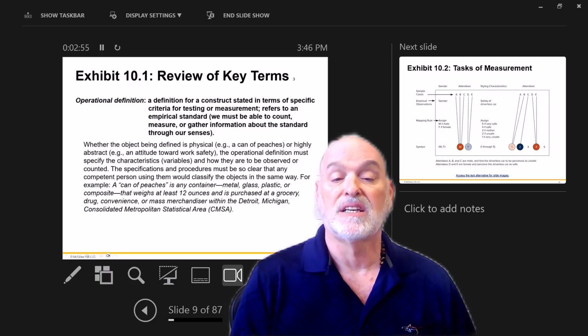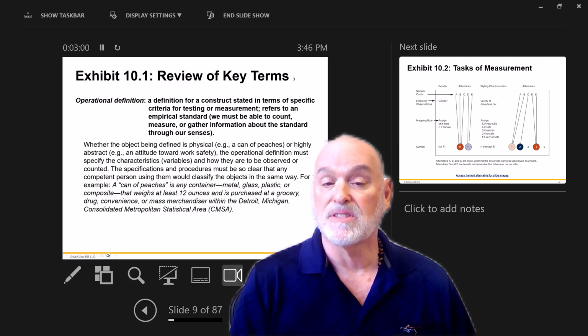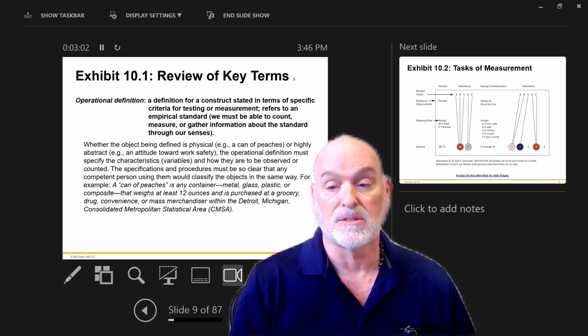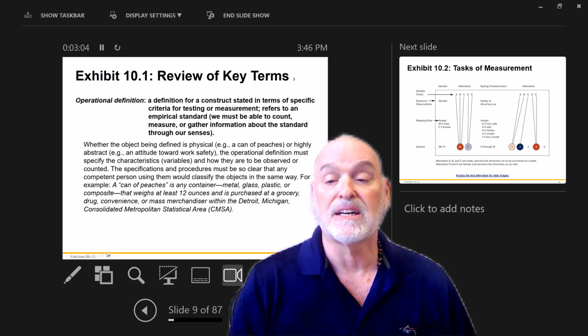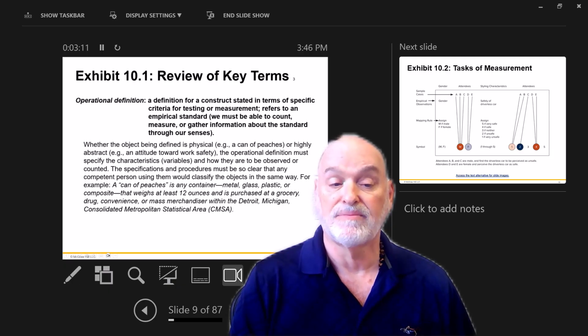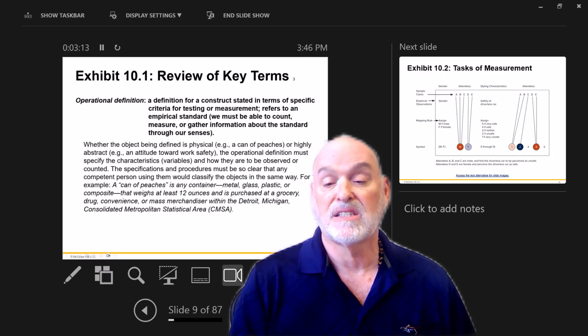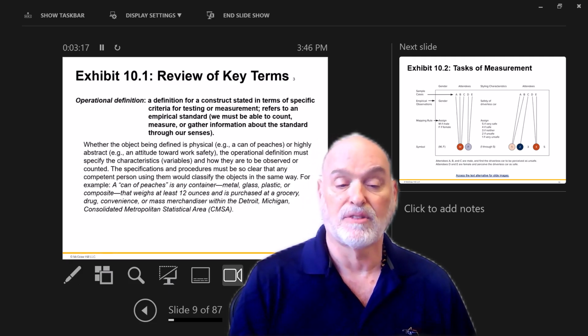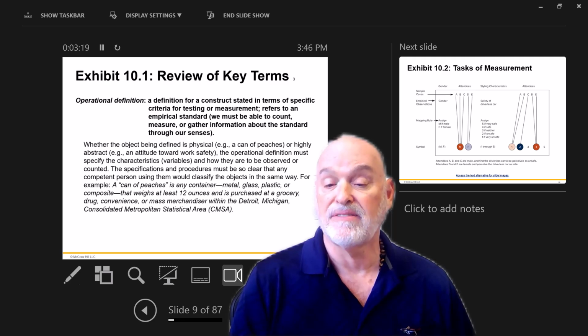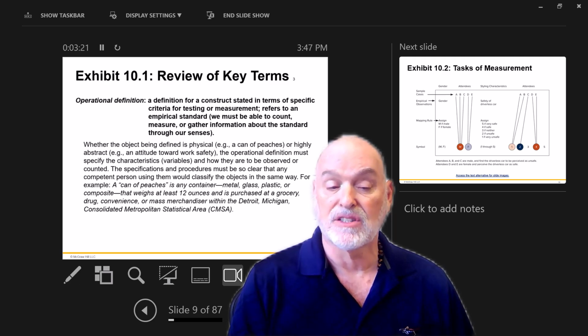Operational definition: a definition for a construct stated in terms of specific criteria for testing or measurement refers to an empirical standard. We must be able to count, measure, or gather information about the standard through our senses. Whether the object being defined is physical, for example, a can of peaches, or highly abstract, for example, an attitude toward work safety, the operational definition must specify the characteristics, variables, and how they are to be observed or counted.